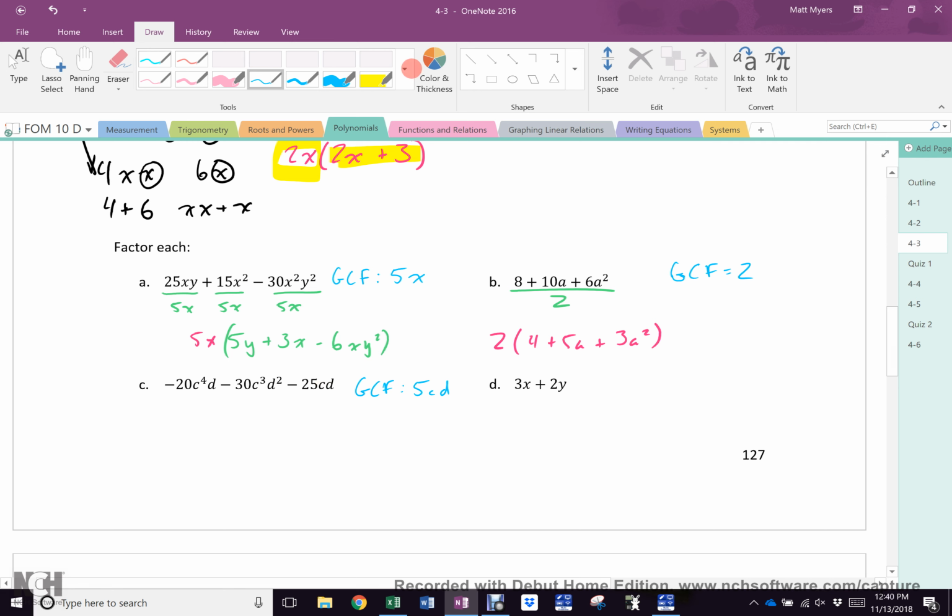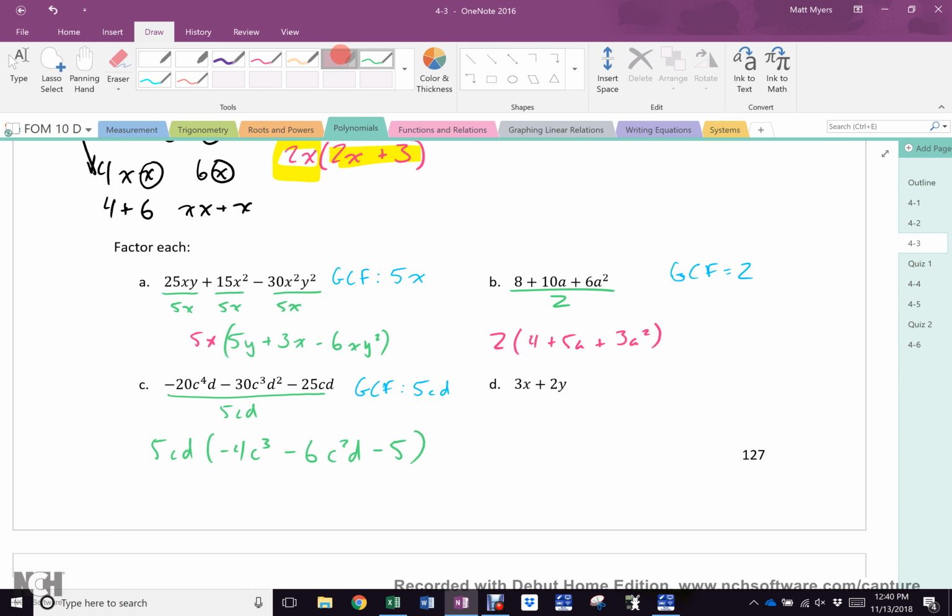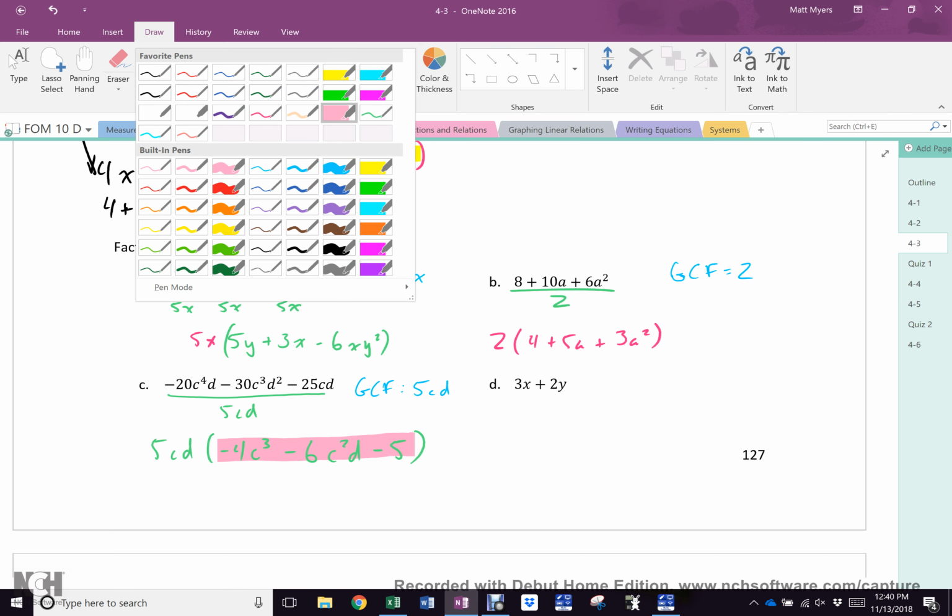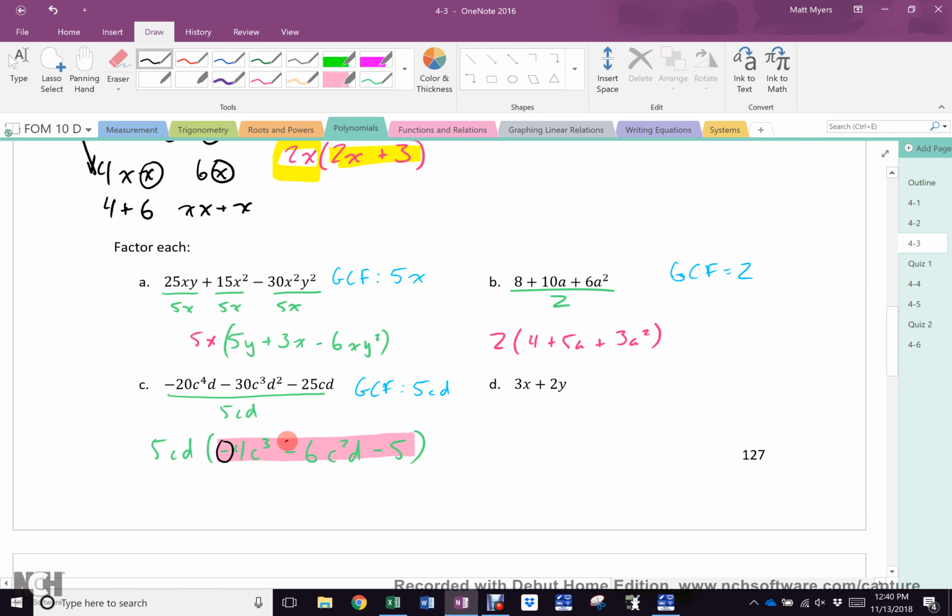But when I actually do that, I end up with 5CD negative 4c cubed minus 6c squared d minus 5. Yes? We don't like this because there is a negative that is common to everything. We don't like that. Officially, what we don't like is this negative here.